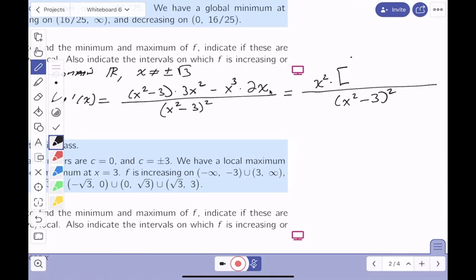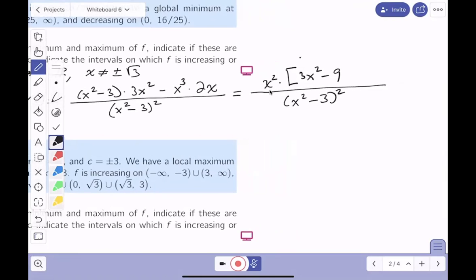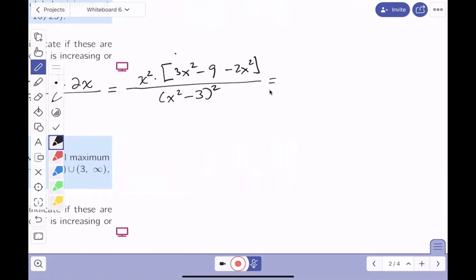And let's see what we end up with. So you would get 3x squared minus 9. Make sure I did that right. 3x squared. Yep, I did that right. And then I factor out an x squared, so you get minus 2x squared. I'm going to keep simplifying it. The problem for a lot of people is after they do the work, they don't know why they've done it. So that's going to be x squared minus 9. And on the bottom, you get x squared minus 3, squared, right? This is the derivative.